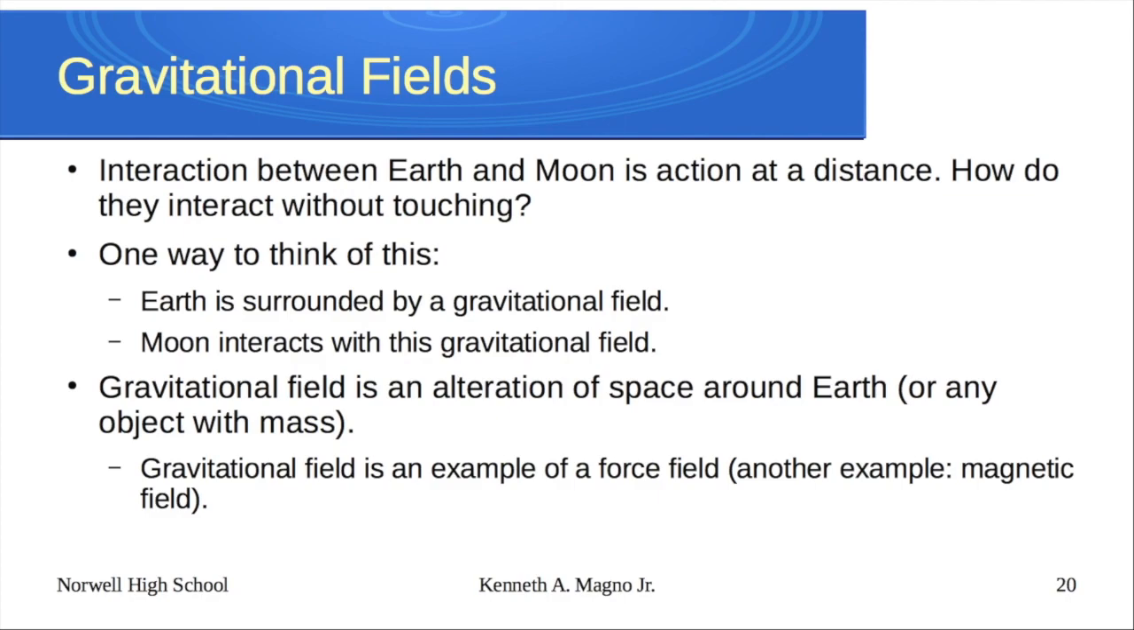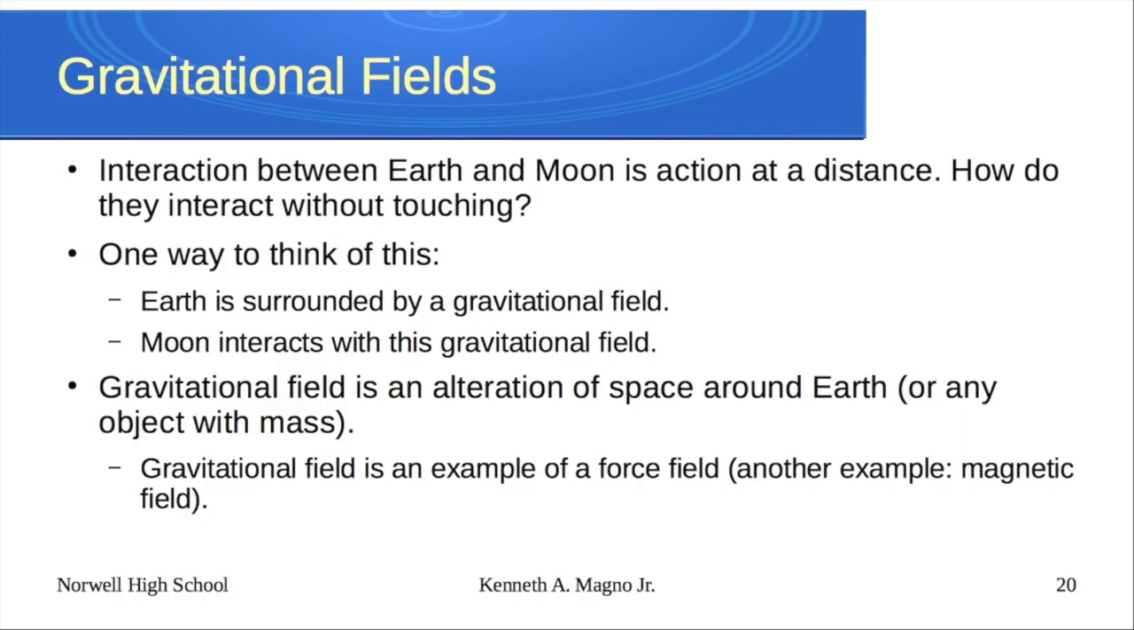So, gravitational fields. One way to view this idea of gravity interactions between the moon and the Earth is the idea of a field. All right, because we're dealing with an action at a distance. So we think of the Earth as being surrounded by a gravitational field, the moon interacting with that field, even though the moon has its own field. A gravitational field is thinking of the space around Earth, or any mass for that matter, being altered.